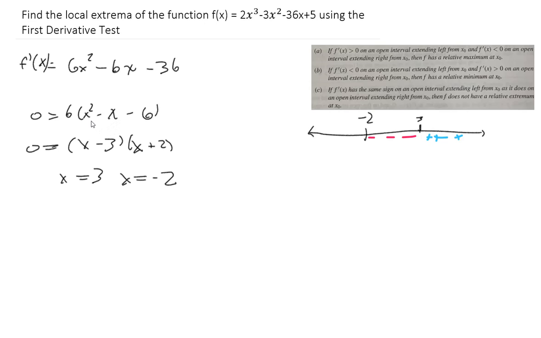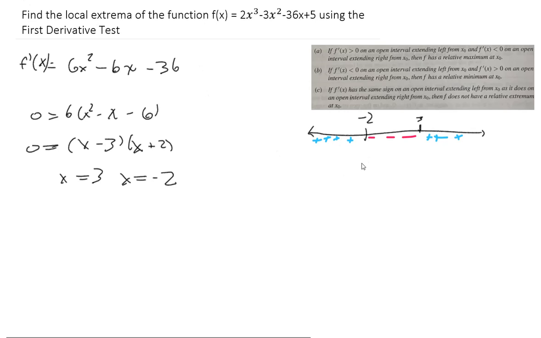-3 squared is 9 minus a -3, which means we're adding 3. So it's going to be 9 plus 3, 12 minus 6, positive 6. So we're going to add. That means that the derivative is positive, and therefore the function is increasing for x values smaller than -2.